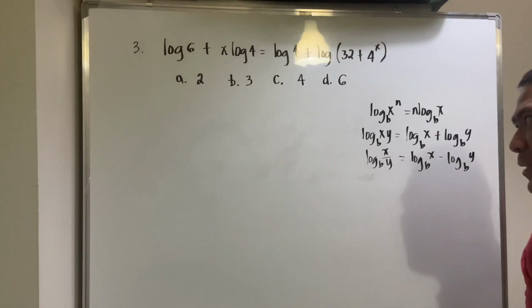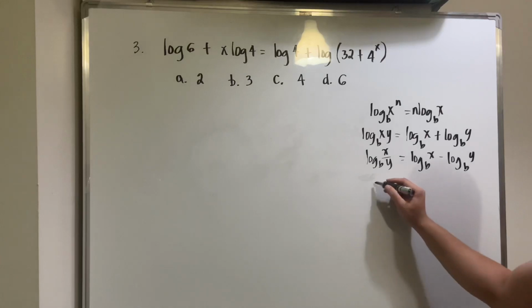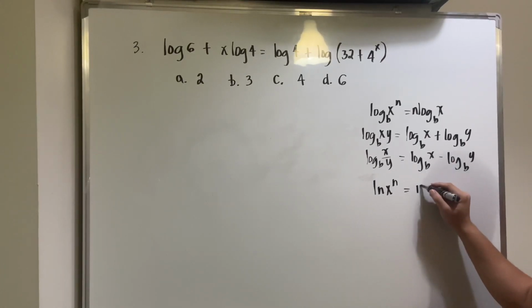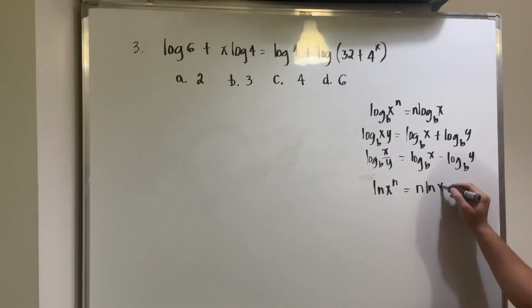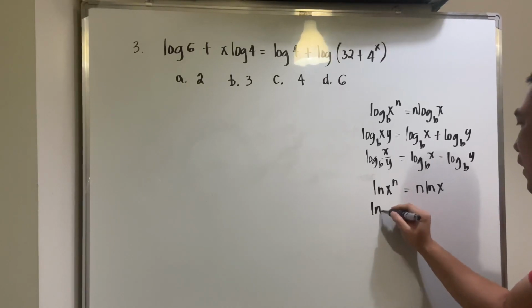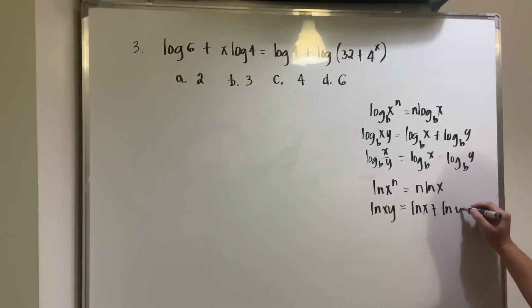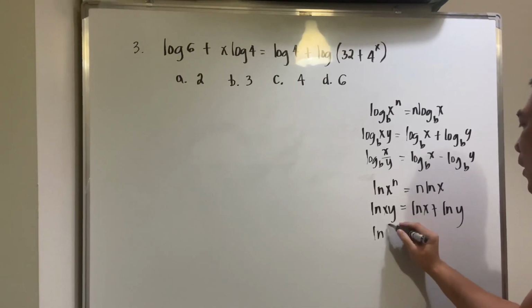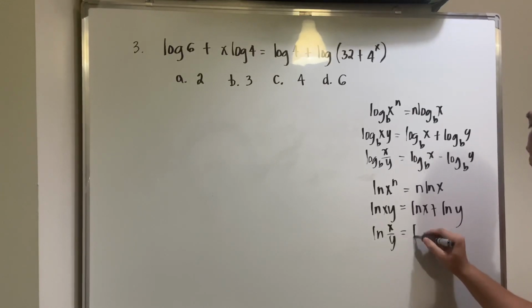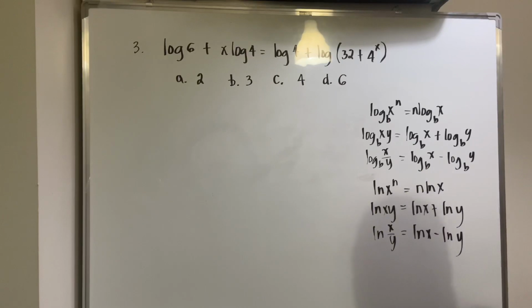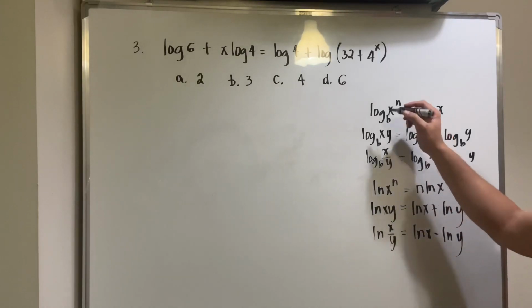Similarly, in natural logarithms, if you have ln x raised to n, it can be written like n ln of x. And also ln xy will be ln x plus ln y. And also if you have ln x over y, it will be ln x minus ln y. So these are the basic rules of logarithms.